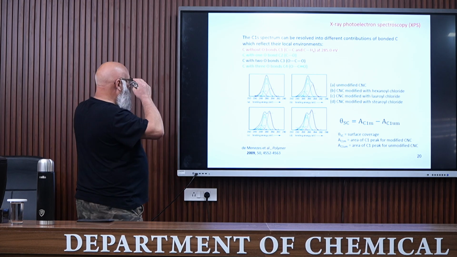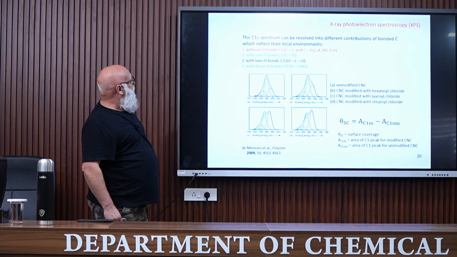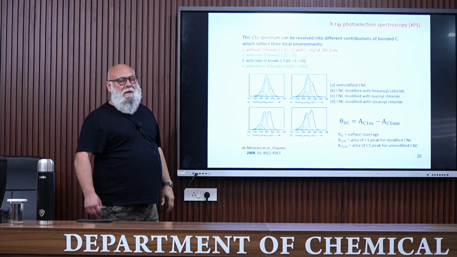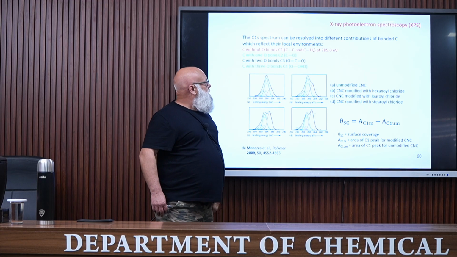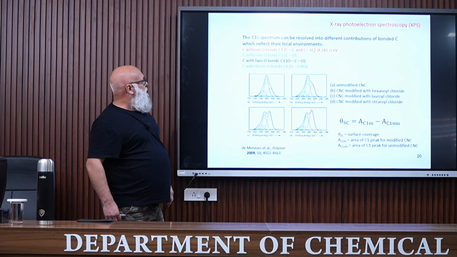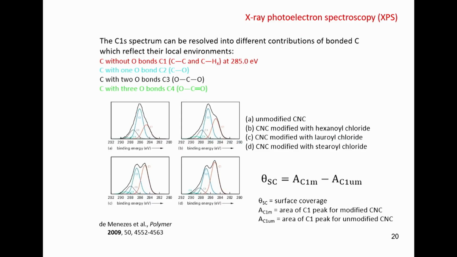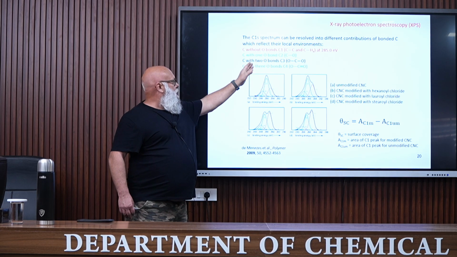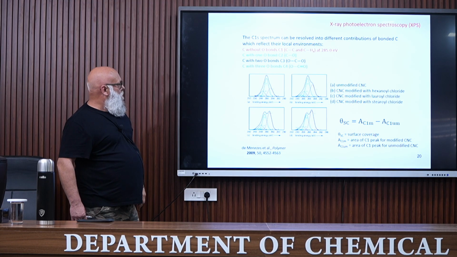So this C1s spectrum can be resolved into different contributions of bound carbon which reflect their local environment. And we have these 4 different carbon atoms. C1 refers to C-C and C-H bonds. C2 refers to C-O bonds. C3 refers to O-C-O bonds, and C4 refers to O-C=O bonds.